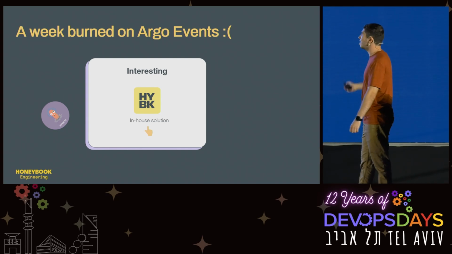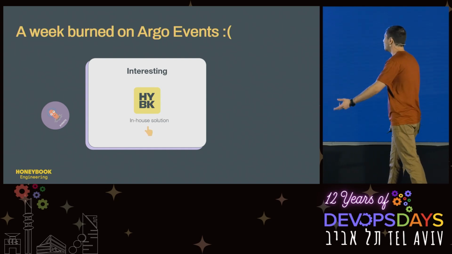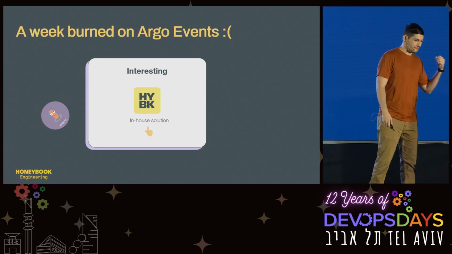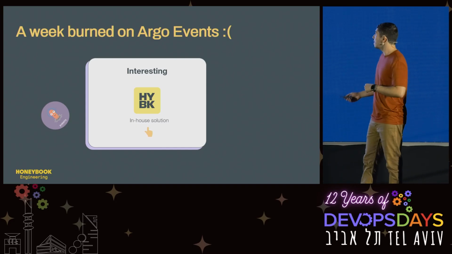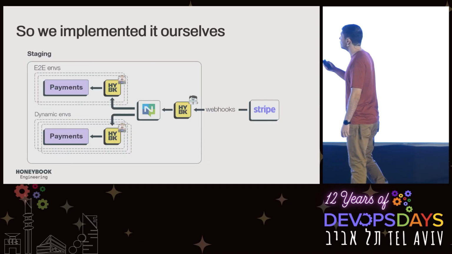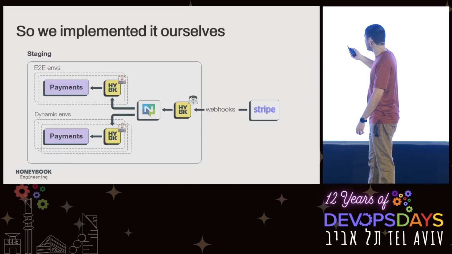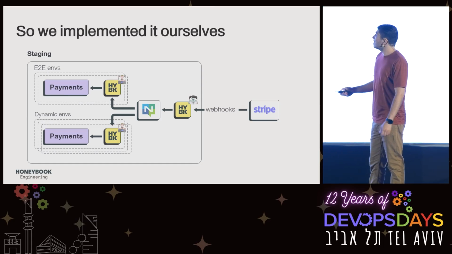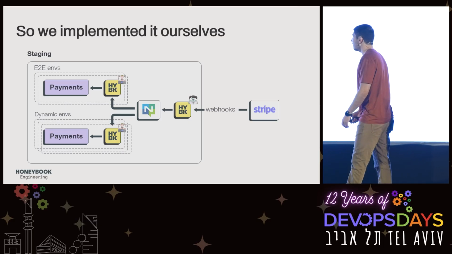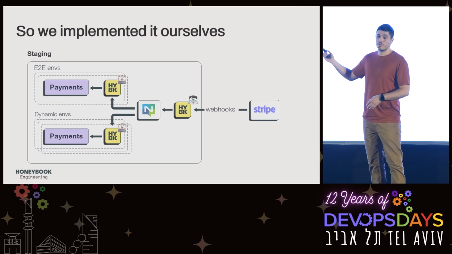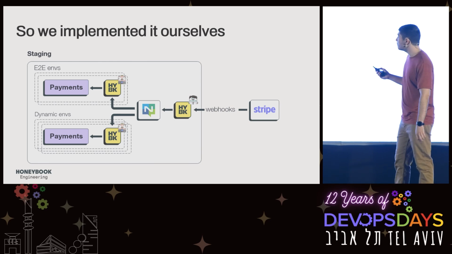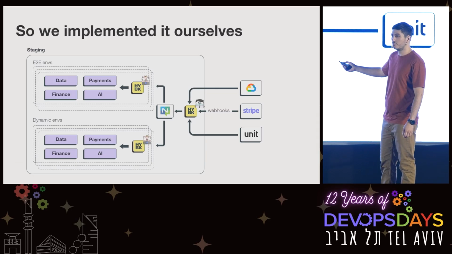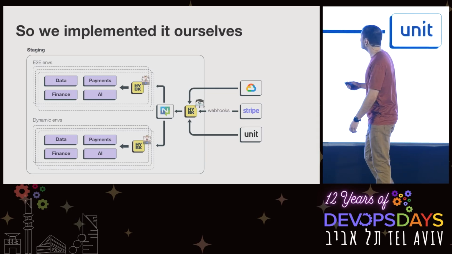After spending a week trying to make Argo Events work as we expected, we understood we're going to go a different way. We're going to build it ourselves. And that's what we did. We created two Go services, one that listened to the webhooks from Stripe, getting them to our Jetstream, which we already managed because Argo Events didn't. And then another one that just listened to the webhooks from the Jetstream and sent them to all of our dynamic environments. By that, we didn't solve only the problem with Stripe. We solved the problem with all of our integrations that send webhooks, because we made those two services highly configurable.